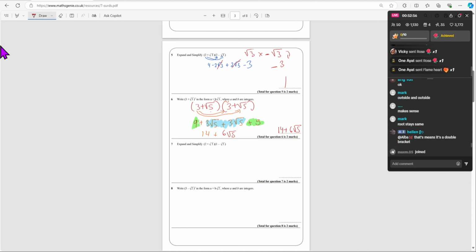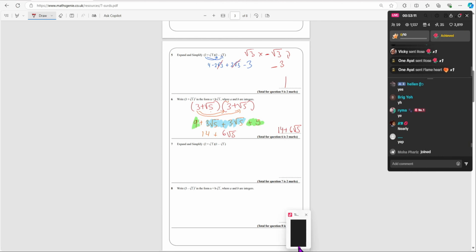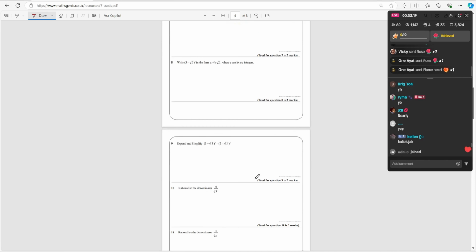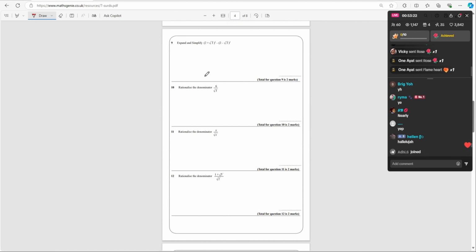So, does this make sense now? Does that make sense? Okay, that's good to hear. So, let's do another type of question. Let's do rationalizing, okay? Rationalizing. So, rationalize the denominator 6 over root 3, okay?